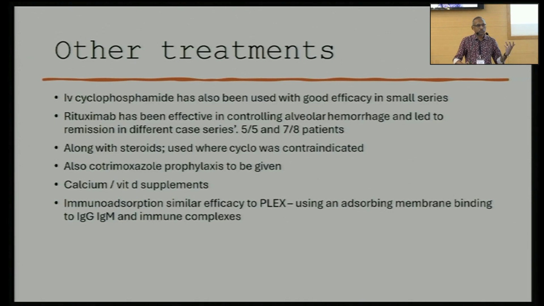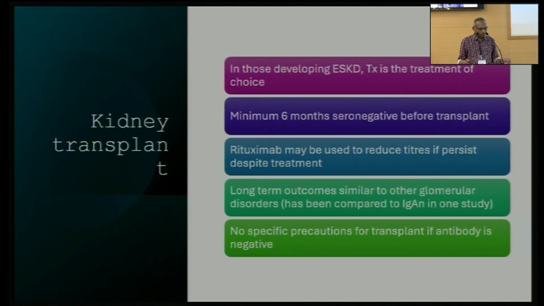So probably you can use immunoadsorption, but then the costs are much more than that of Plex anyway. Transplant, of course, is the treatment of choice. The only point we have to know about transplant is that the patient should be antibody negative for a minimum of 6 months, and at least 2 times you have to check the antibody and make sure that's negative over a period of 6 months.